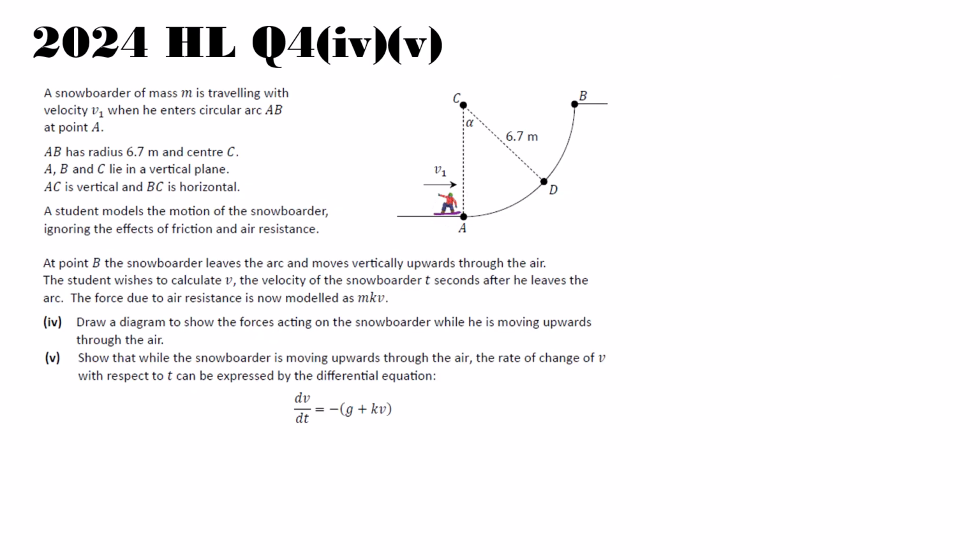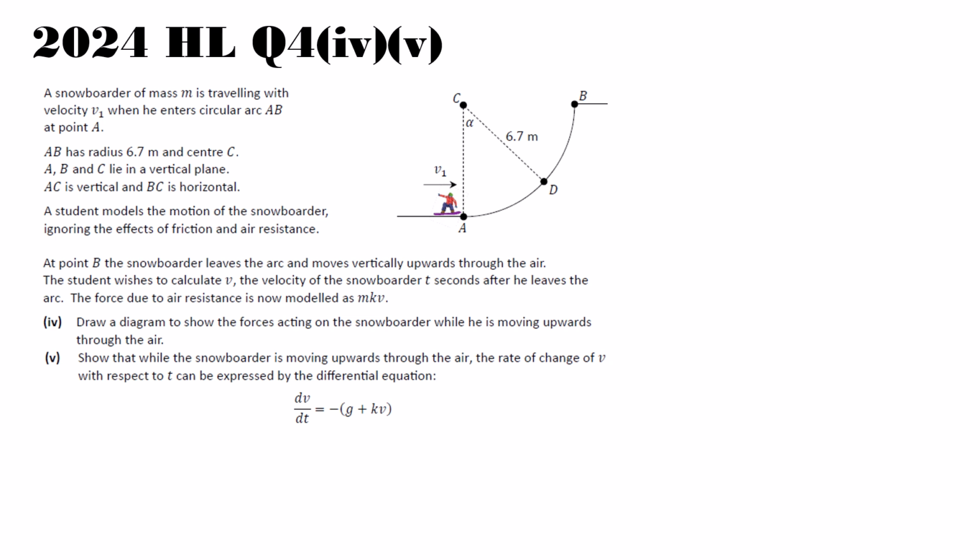So our final question in this video is question 4 from the 2024 higher level paper, and we're looking at part 4 and part 5. So the little introduction to the question tells us that there is a snowboarder of mass m traveling with velocity v1 when he enters a circular arc AB at a point A. It tells us AB has a radius of 6.7 at a center C. ABC lie in a vertical plane, and AC is vertical and BC is horizontal. And a student models the motion of the snowboarder, ignoring the effects of friction and air resistance.